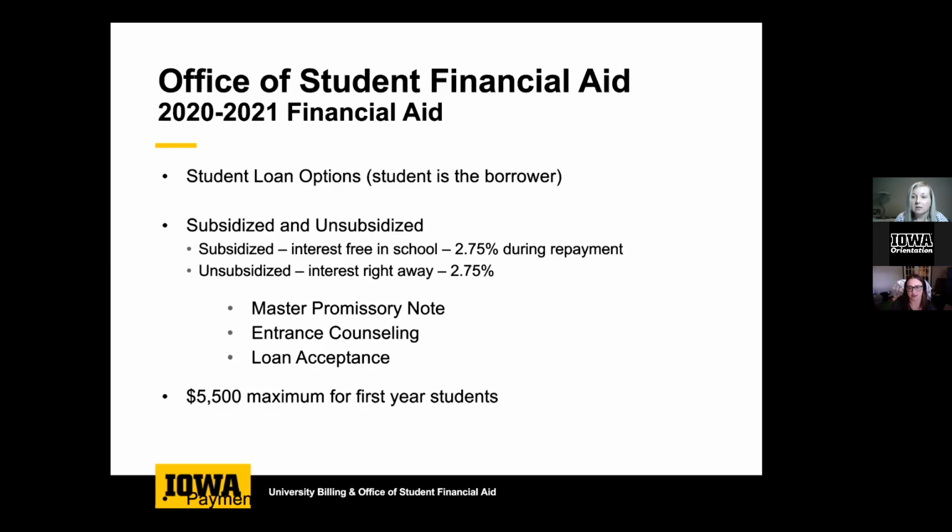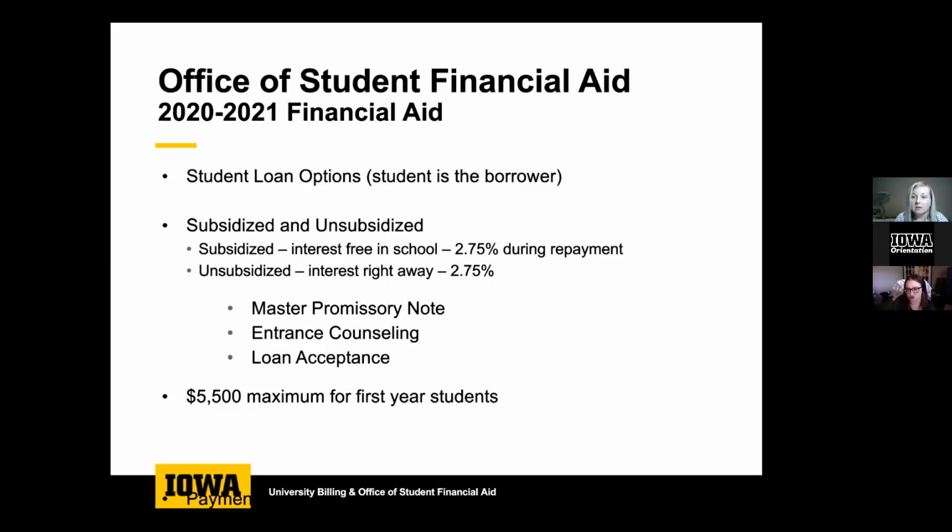Unsubsidized loans, on the other hand, do begin accruing interest right away. For the upcoming school year, the interest rate on both the subsidized and unsubsidized loans is fixed at 2.75%, which is down a little bit from last year. Repayment of loans will begin 6 months after graduating, or if you were to drop below half-time enrollment, it would start 6 months after that.